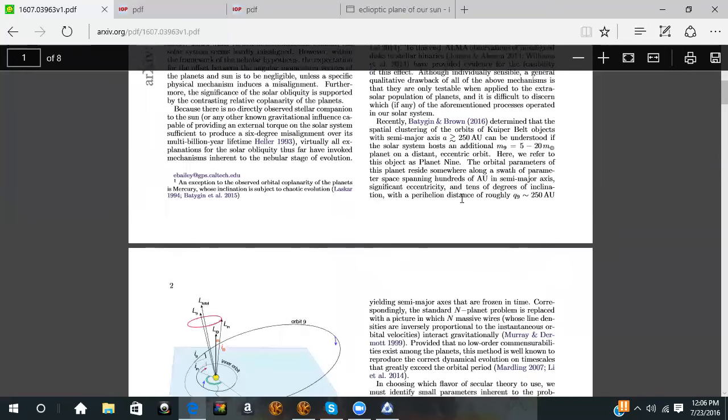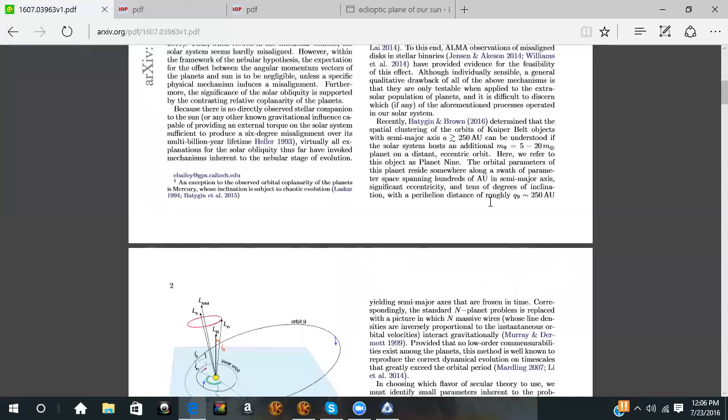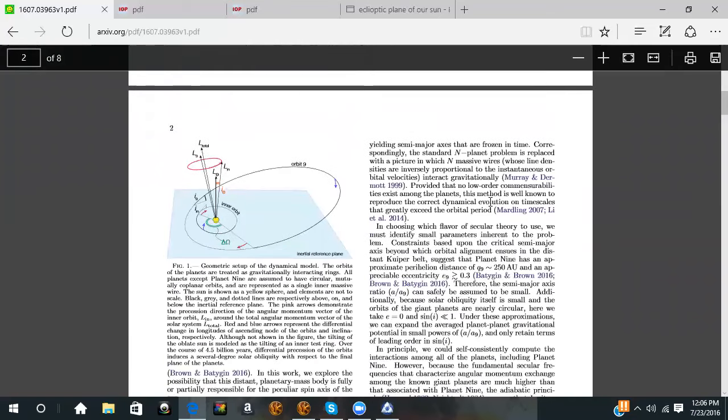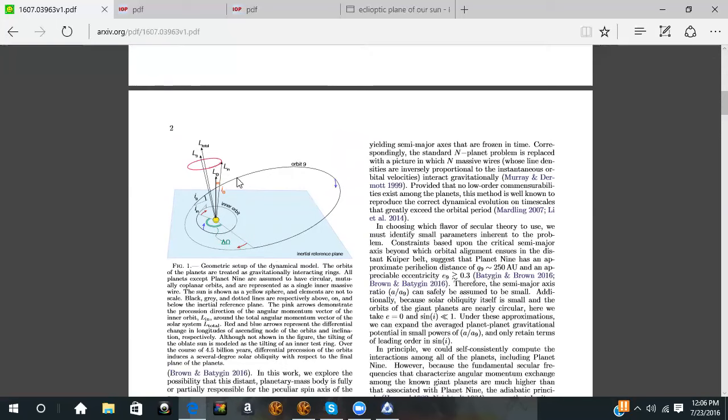All right. So they think that there's something huge in our solar system that at perihelion, that means the furthest part away from our sun, is at about 250 astronomical units, which is how far the Earth is from the sun. So it's 250 times the Earth-Sun distance away from the sun. Okay, this is the plane of the ecliptic. This is the orbit of planet 9.